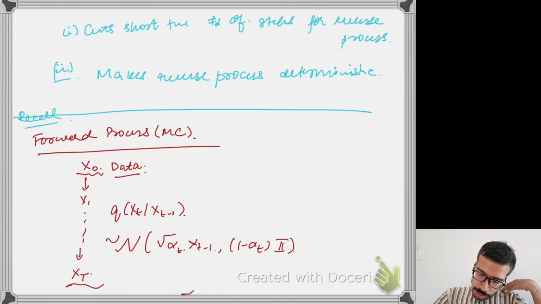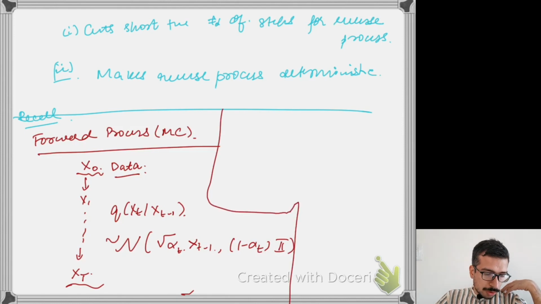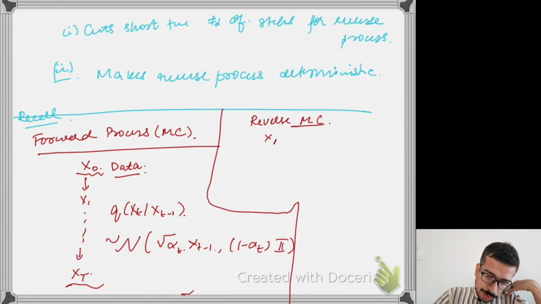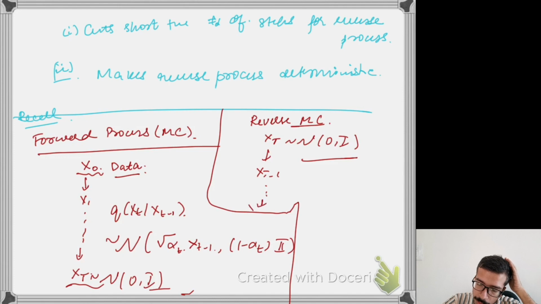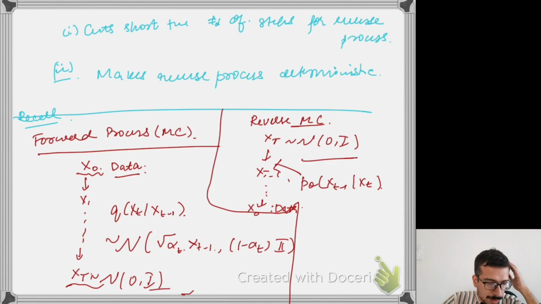So this is how we have the sequence of forward steps, and for the reverse Markov chain, we essentially have xT which starts from a normal distribution. So here, in the end we should get a normal distribution. And then we have this reverse sequence of steps leading up to x0, which is parameterized by theta. And here each step we model as p theta of xt minus 1 given xt.